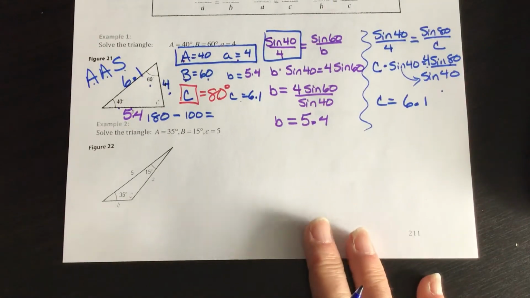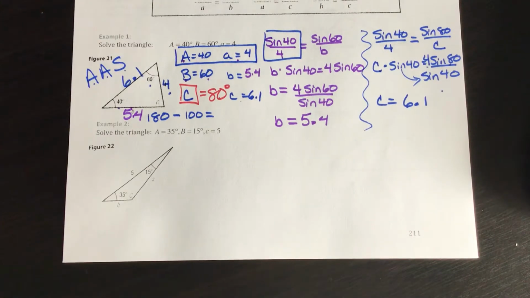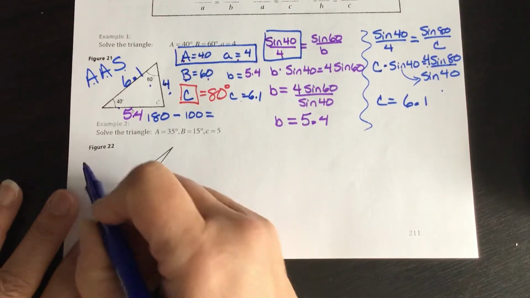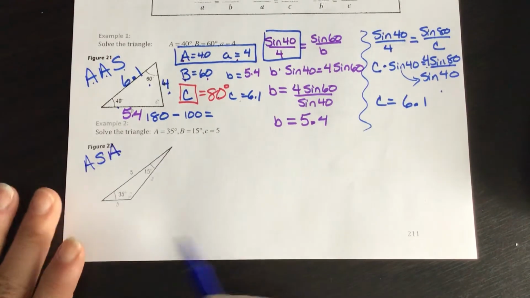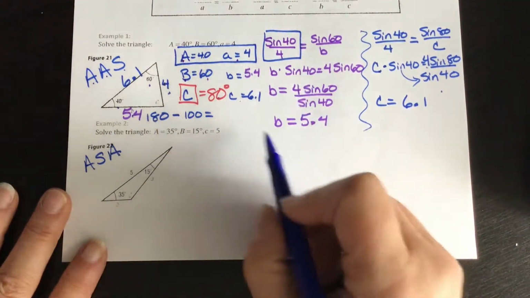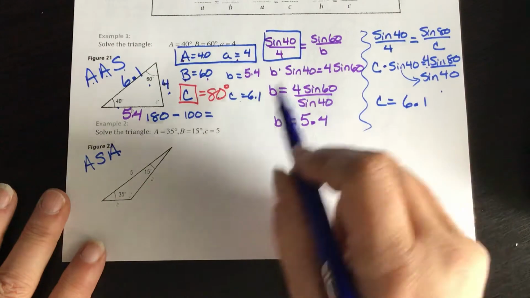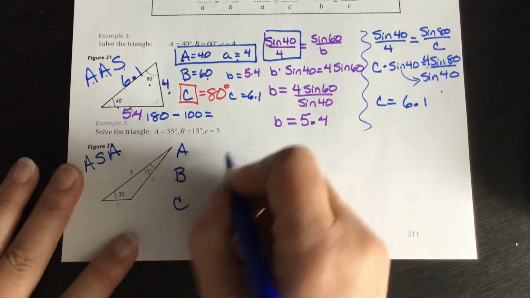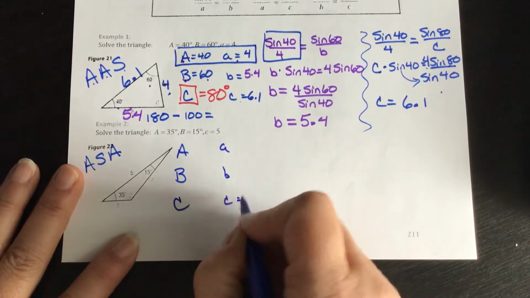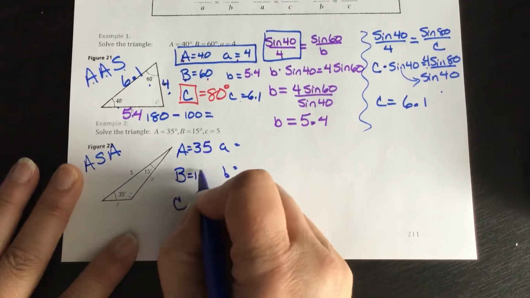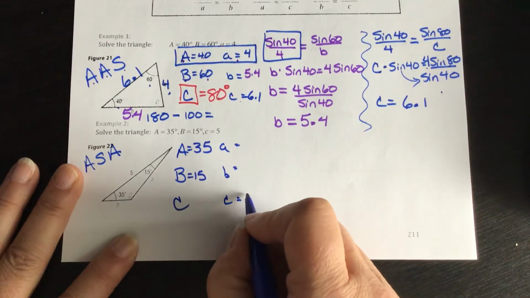Next one says to solve the triangle, so we'll do the same process. This time we have an angle, a side, and an angle. So this is angle, side, angle. And when that happens, we are using these ratios again. So if I put down what I know, A is 35, B is 15, and c is 5.